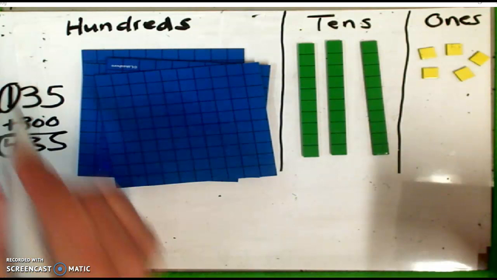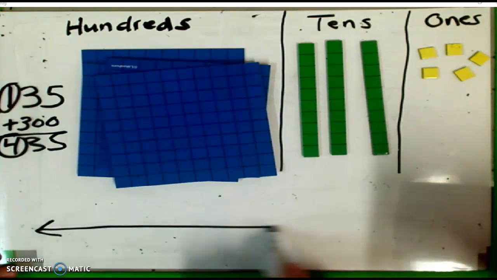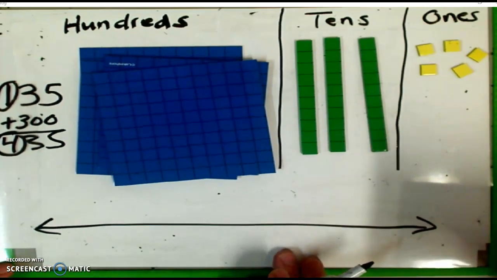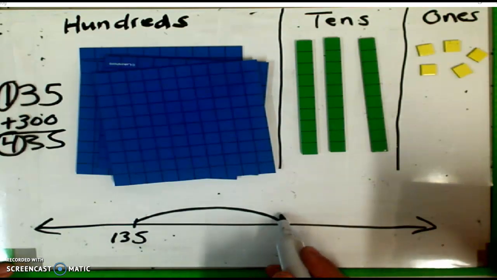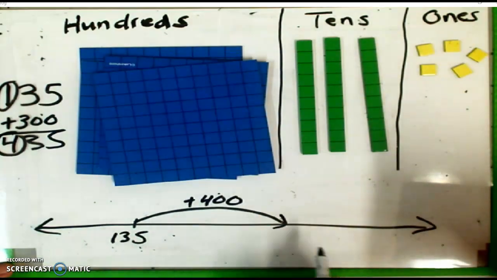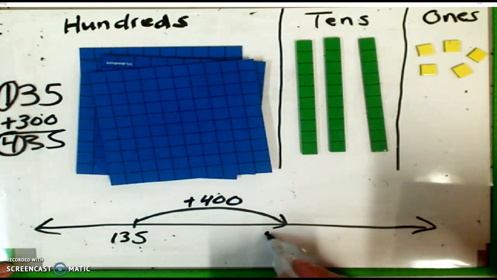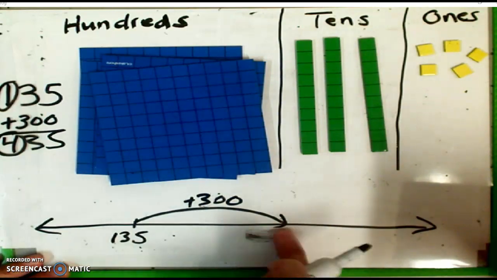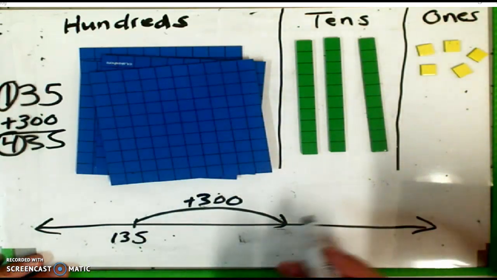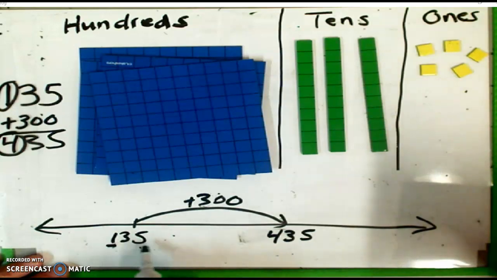So only the hundreds place changes. Now on the number line, to draw it, I just do a little arrow, draw a line, another arrow, easy peasy. I would start at 135. And if I jump up 400, okay, then I know I've only added to the hundreds place. So that gets me to not 400, sorry boys and girls, 300. So 135, if I add the 300, I'm only going to change the hundreds place. So that gets me to 435. The 35 stays the same. Just the hundreds place changes.